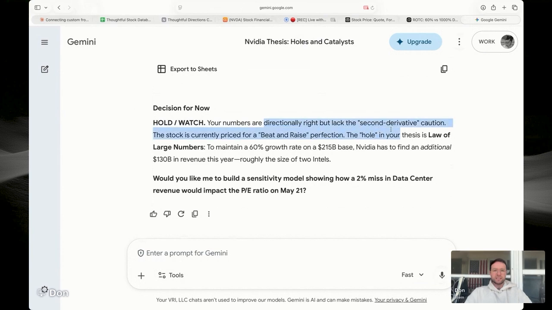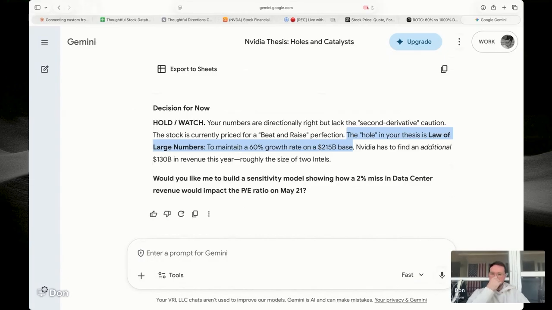Your numbers are directionally right, but lack the second derivative caution. Stock is currently priced as for a beat and raise perfection, the hole in your thesis, law of large numbers. To maintain 60% growth rate on 250 billion base, Nvidia has to find an additional 130 billion in revenue this year, roughly the size of two Intels. I mean, it sounds ludicrous, but they're at a 215 billion base. We have Apple at what, 600 billion. We have Amazon at 700 billion. Walmart 650 billion. So like, could it grow 50% from here and hit 300 billion? Yeah, no question. It's the best company in history.